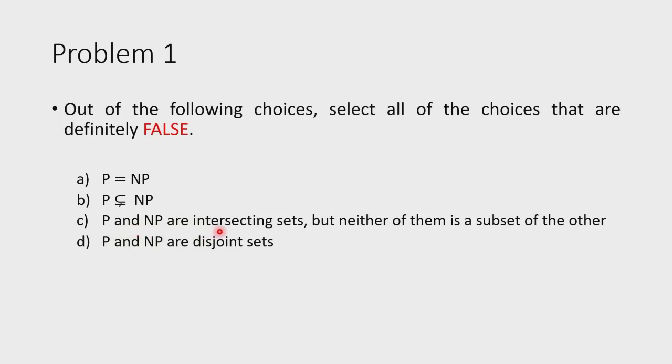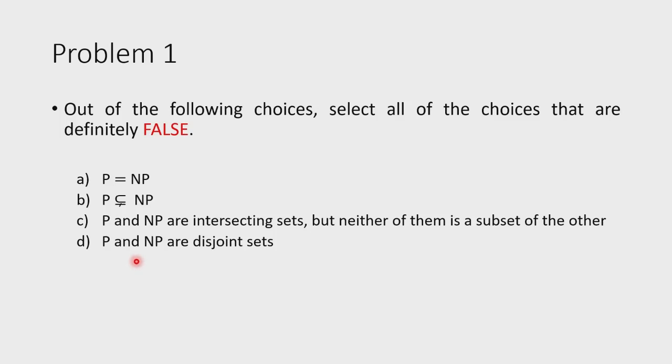So what about the third option? P and NP are intersecting sets, but neither of them is a subset of the other. Is this true or false? This is false, because P is a subset of NP. So this part of the statement is false.